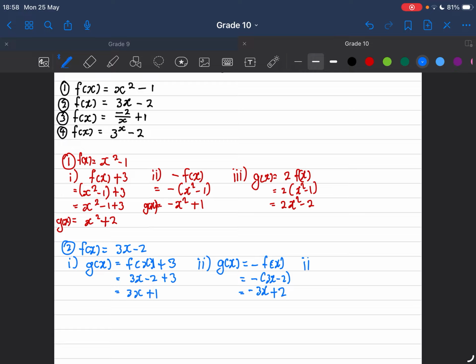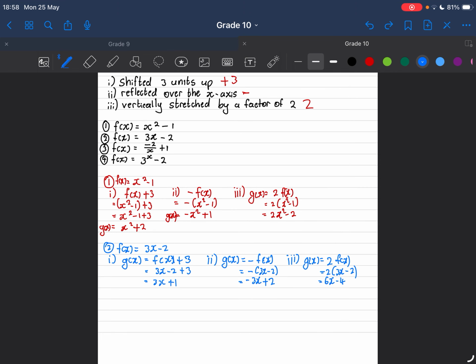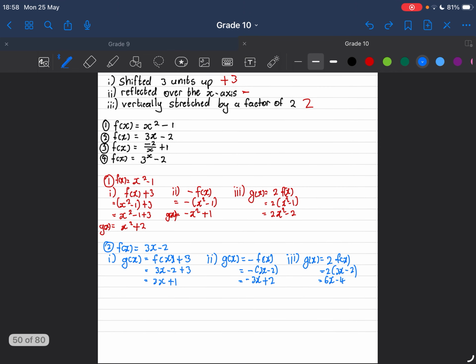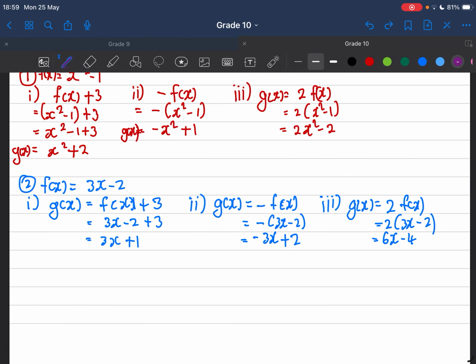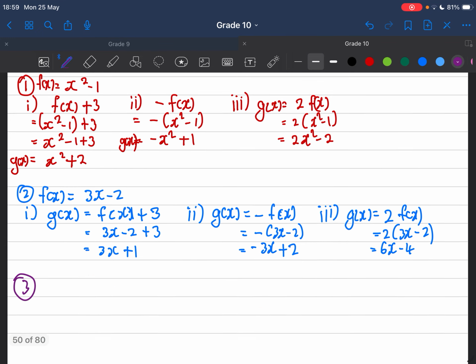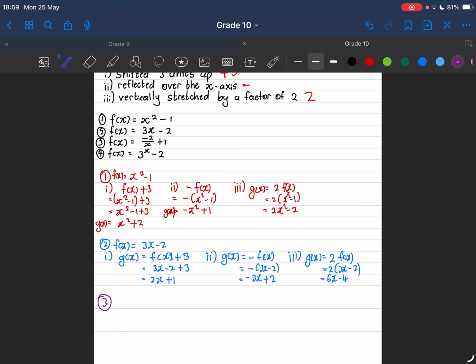And for the last one, it's going to be g of x is equal to, what are we doing? By a factor of 2. So 2 times f of x. So it's 2 into 3x minus 2. So it's going to be 6x minus 4. That's my new equation. Alright, so all I'm doing is working out the new equation because of the transformation. Alright, let's do the third one. At this stage, it should be a little easier. So I'm going to start skipping a couple of steps.